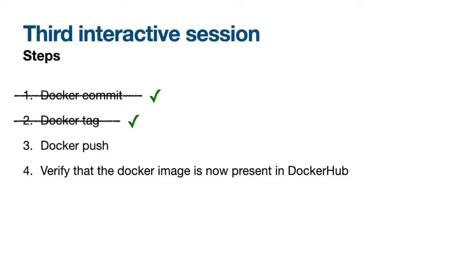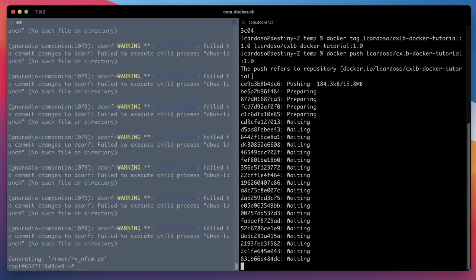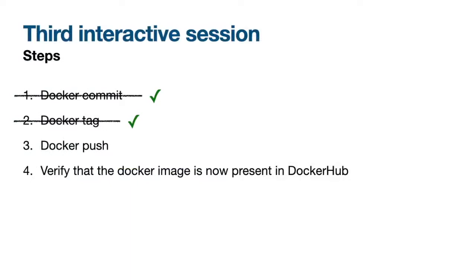Finally, we have to do the docker push, which will actually upload the Docker image to the server. So we're going to do it like this. docker push lcardoso/cxlb-docker-tutorial:1.0, and when we press enter, it will send everything onto the server, and this should take a little bit of time.